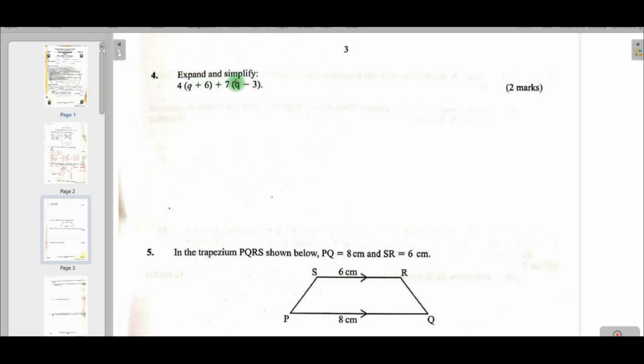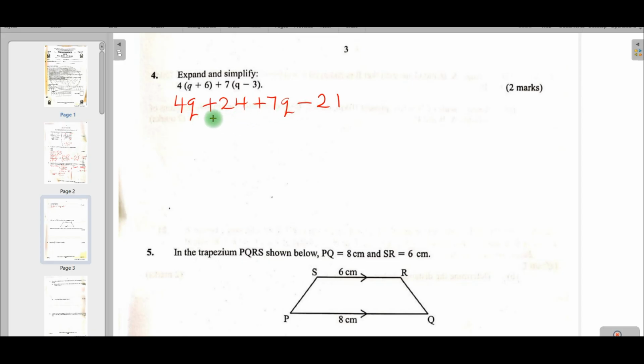So question number 4, expand and simplify. We have 4 into bracket q plus 6, then plus 7 into bracket q minus 3. So we need to expand and simplify, and therefore we need to open the bracket. So 4 times q, it is 4q, then plus 4 times 6, that is 24. Then 7 times q, so we have plus 7q. Then 7 times minus 3, we have minus 21.